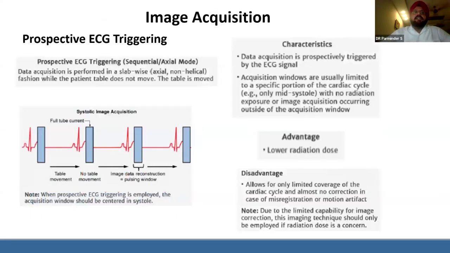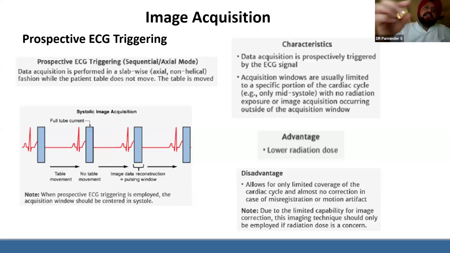Prospective ECG triggering is another mode where data acquisition is performed in a slabwise manner. While the patient table does not move, only the systolic phase is imaged with the CT. For the rest of the phase, we don't acquire the images, and we just move the table. In prospective ECG, we use ECG as a trigger.